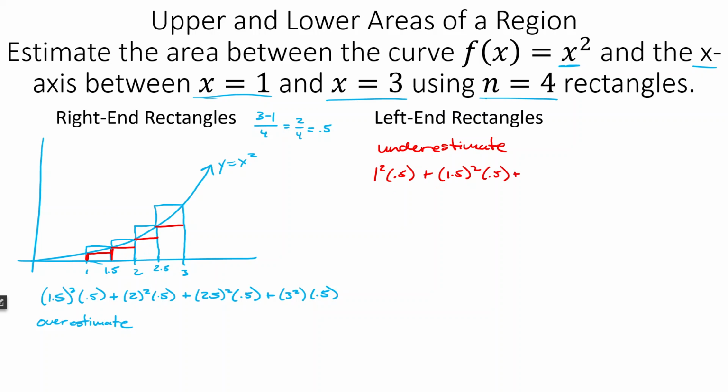plus 2 squared times the width of that rectangle, which is another 0.5, and then this last one has a height, we'd plug in 2.5, so we'd have 2.5 squared times 0.5. All right, and that would get us our answer. For this side, we'd have to work this out and throw it in our calculator, but I'll save you the time here.